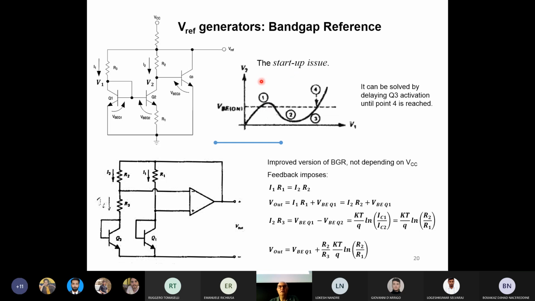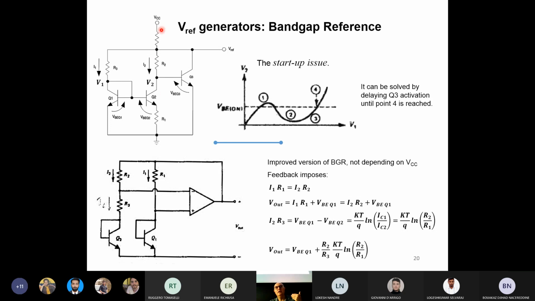And so this is called the startup issue. And the only thing that we can do is try to delay the turning on of Q3 until the system reaches this point here. Basically, there are two ways to resolve this. You can put a sort of low-pass filter on the base of Q3 with a very long time constant. So when the system turns on, it takes some time before Q3 turns on, just because there is this delay in the base of Q3.